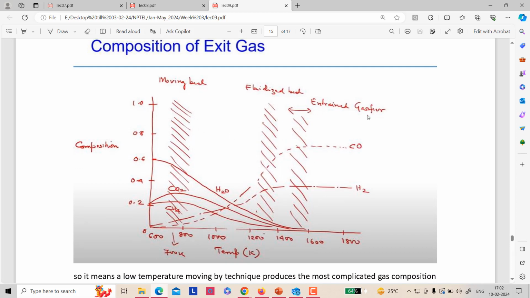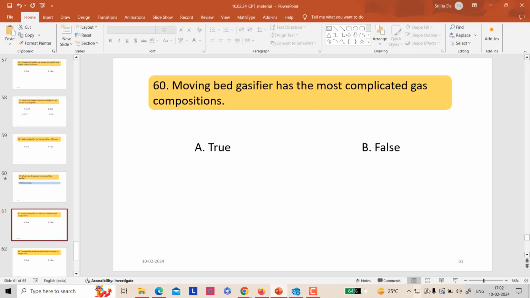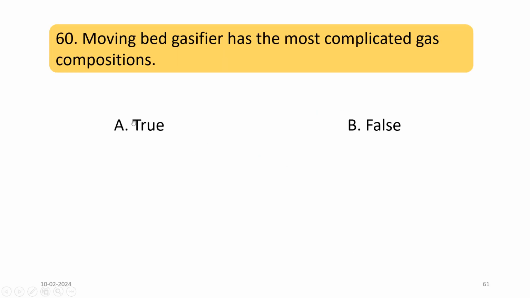But if we see the entrained gasifier, in this region, 1400 to 1800, only syngas is produced. No other components are available here. So only carbon monoxide and H2, that is the syngas, is there. That is why this answer is true.